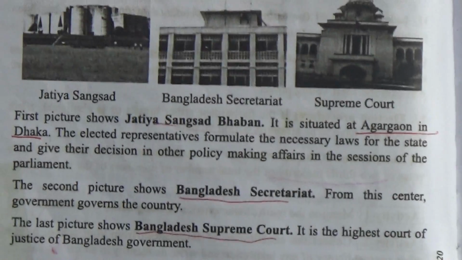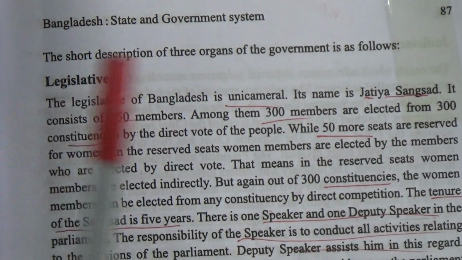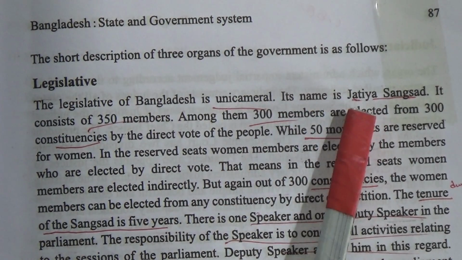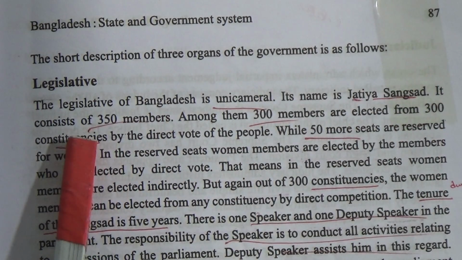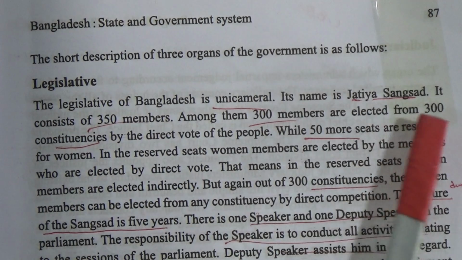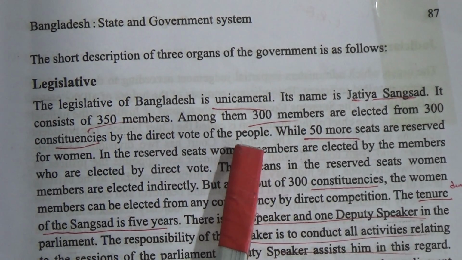Now come to page 87. The short description of the three organs of the government is as follows. First one, legislative. The legislative of Bangladesh is unicameral. Its name is Jatiya Sanshad. It consists of 350 members. Among them, 300 members are elected from 300 countrysides by the direct vote of the people.